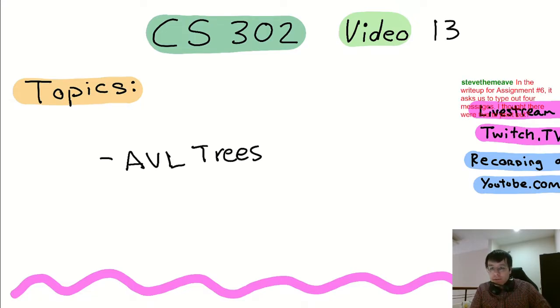I can see that we have a question on assignment 6. For the write-up in assignment 6, it asks us to type out the 4 messages. I thought there were 5 to print out. I think maybe what I meant was maybe write all of them, even the ones that like all 4 traversals per message. Maybe that's what I meant. Let me take a look and see what it says.